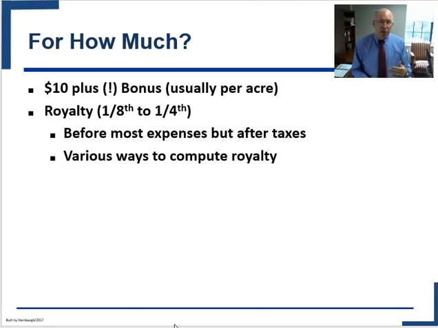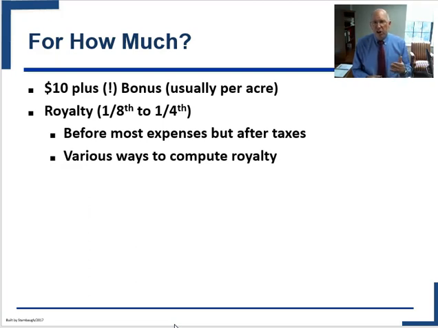The second element is the royalty. Once upon a time, the standard royalty was 1/8 or 12.5%. For a lot of the BLM leasing, it's still 1/8, but in the private land, you very seldom see it as low as 1/8. A fifth or even a quarter is becoming very common. I've not heard of anybody that's paid a third, but I've read in some books that some royalties go all the way up to a third.